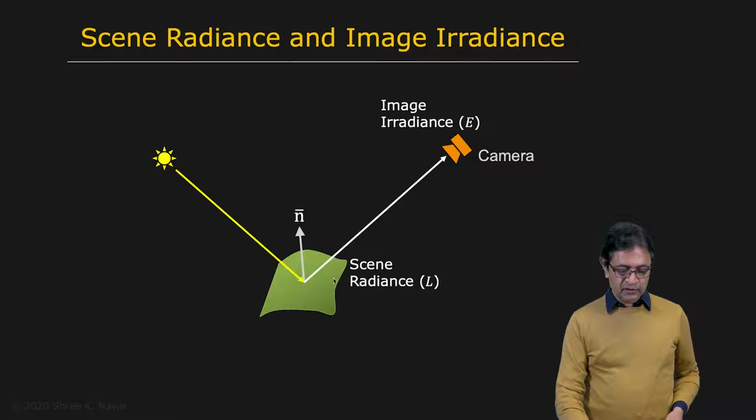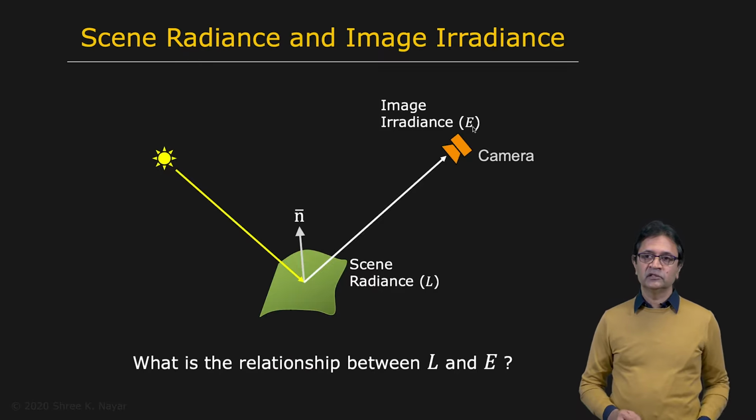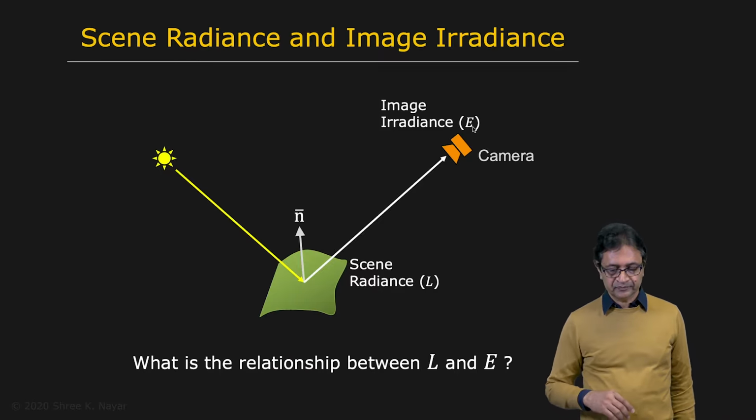We have a surface right here, and in particular this point, which has an orientation n. The point is illuminated by this light source from this direction, and that produces a radiance in the direction of the camera. The radiance of the point is L. And this scene radiance is being projected by the lens of the camera to the image plane to produce an image irradiance or image brightness, E. So we want to understand the relationship between L and E.